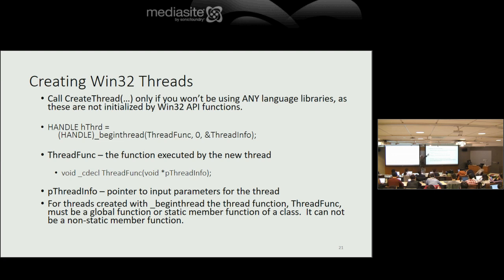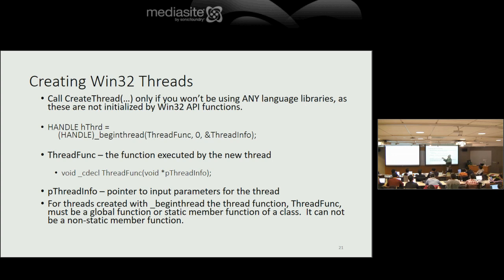So the Visual Studio team wrote these functions, begin thread. There's another one, begin thread EX. And the way they work is it does return a handle, but these initialize the library. I'm certain underneath they call create thread, but only after initializing the library. So, you pass it a thread function that has this particular signature. Notice it takes a void star.